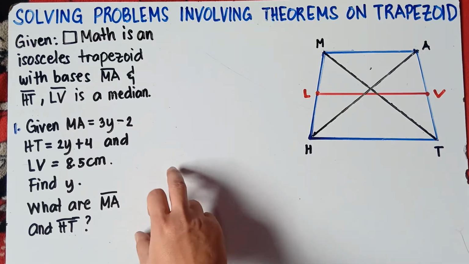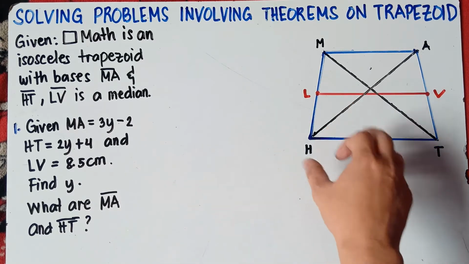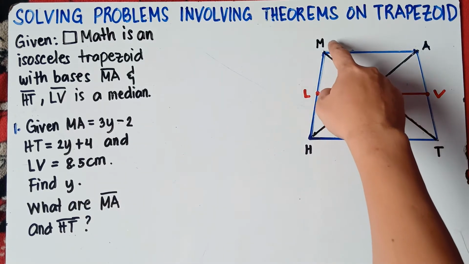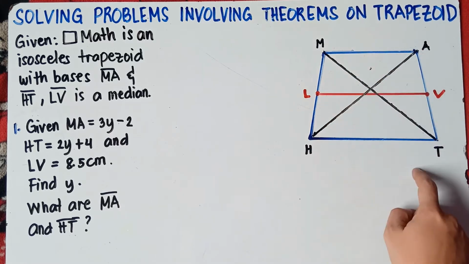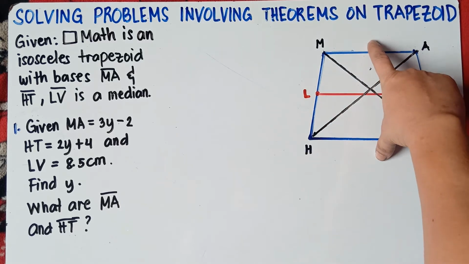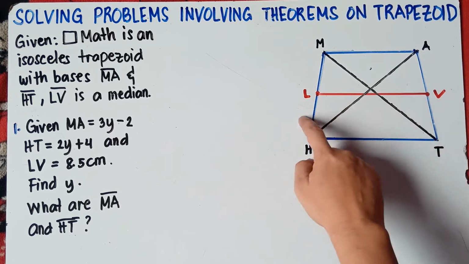Before answering this one, class, let's understand again the illustration. We have given bases MA and HT. Once again, these are the bases, and LV is the median.